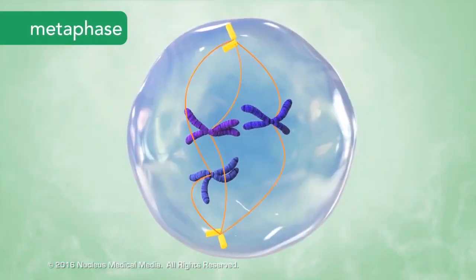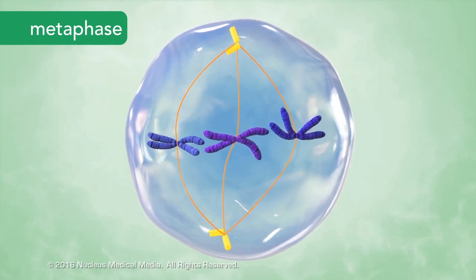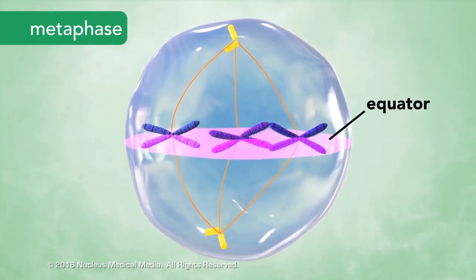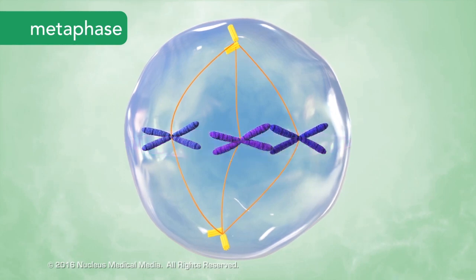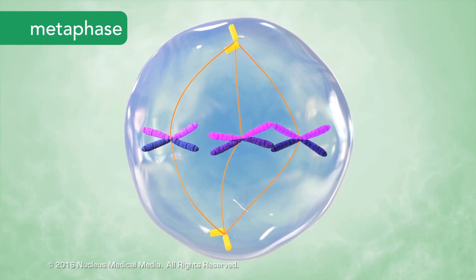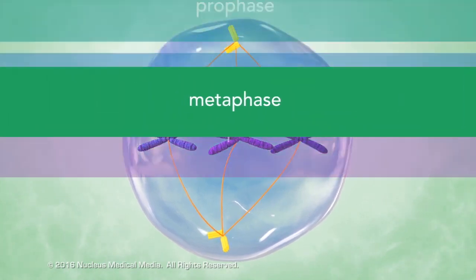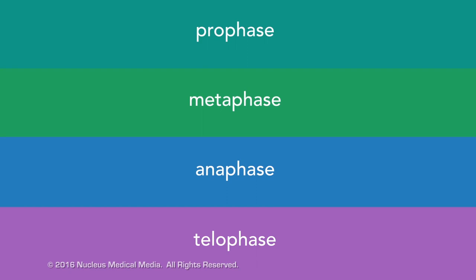The centrioles complete their movement to the poles of the cell, while the spindle fibers line up the chromosomes along the equator of the cell. The end-to-end alignment of chromosomes results in a sister chromatid on either side of the equator. Anaphase follows metaphase.